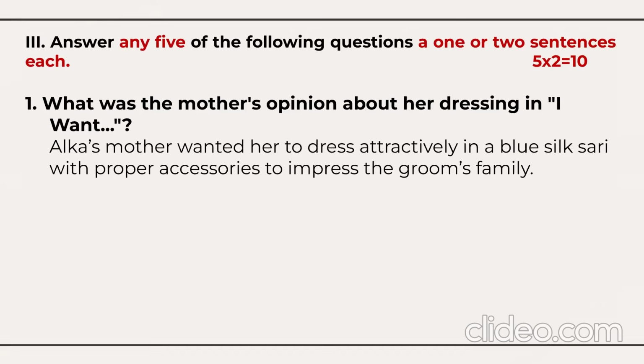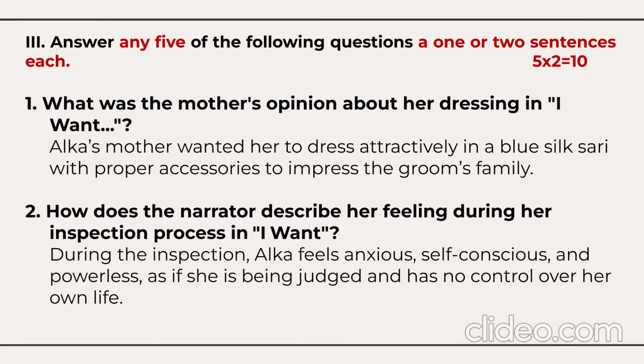Alka's mother wanted her daughter to dress attractively in a blue silk sari with proper accessories to impress the groom's family. How does the narrator describe her feeling during her inspection process in the story? During the inspection, Alka feels anxious, self-conscious, and powerless, as if she's being judged and has no control over her own life.